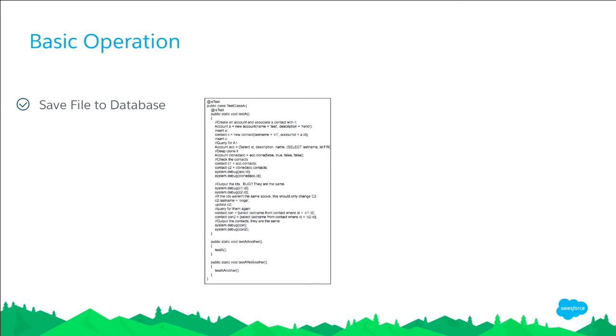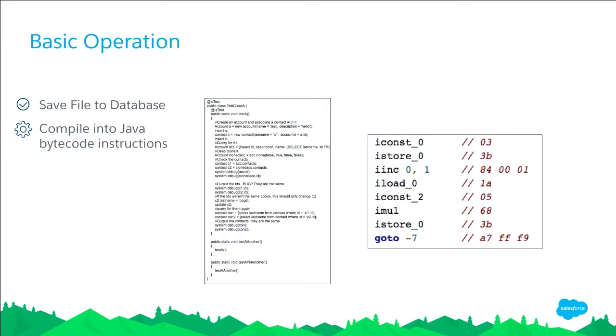What do we do when you actually save it? How do we operate? How do we use that and run your application? The basic operation, the highest level, is pretty simple. The class file that you provide to us, we save that into our database. What we do then is we compile it into Java bytecode instructions.